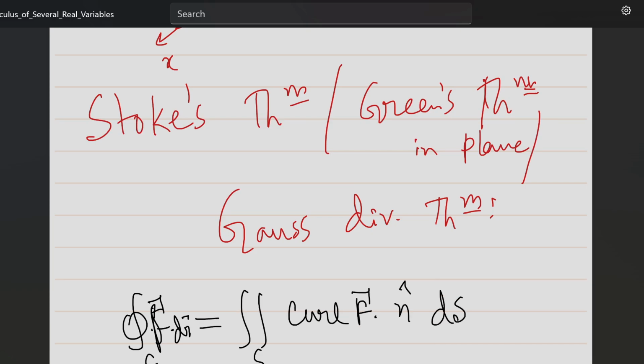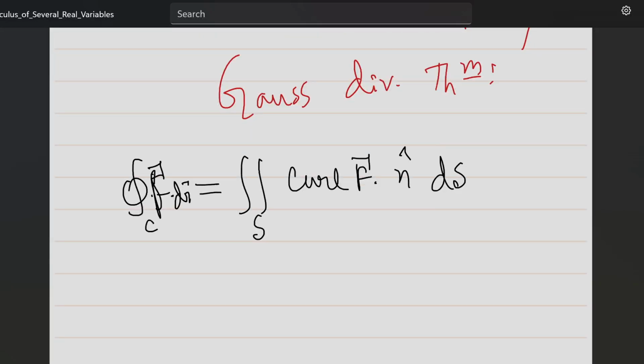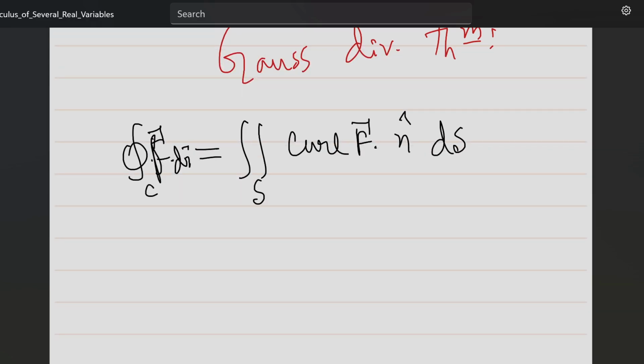And how do you find curl? As I told you, you have to do cross product with the grad operator. Yesterday only I told you this thing. When you apply, that is the most important thing. When can you apply Stokes theorem, tell me.